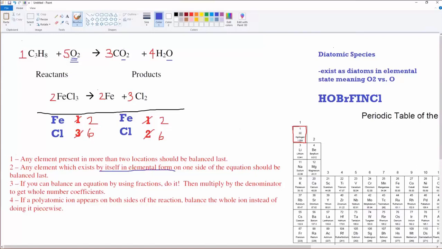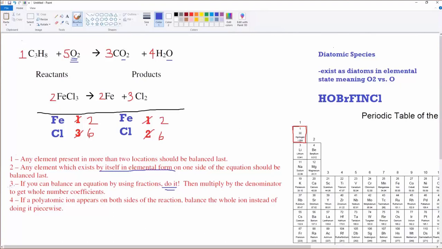Rule number 3 often throws students off. If you can balance the equation by using fractions, do it. Just put in a half there, put in a 0.5 there, whatever, and take a deep breath and then multiply the entire thing to get a whole number, right? If it's balanced, it's balanced. If you multiply both sides by the same number, it'll still be balanced. But that's much easier than going back and forth to try to balance it using only whole numbers.